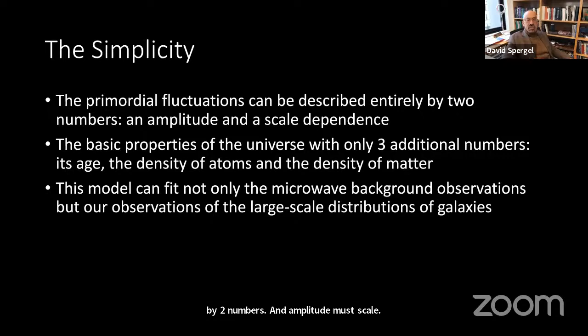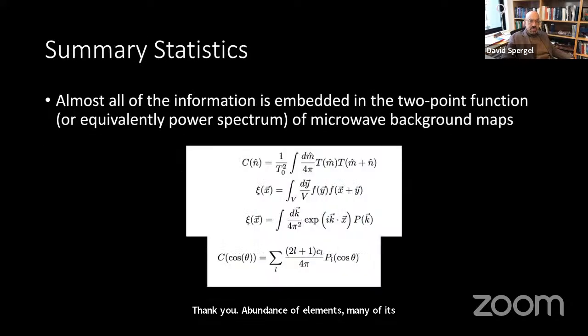All the other basic properties of the universe are described by 3 additional numbers: its age, the density of atoms, the density of matter. And this model, with just those 5 numbers characterizing the universe's basic properties, can fit not only the microwave background observations, but our observations of the large-scale distribution of galaxies, the universe's expansion rate and abundance of elements, many of its properties.